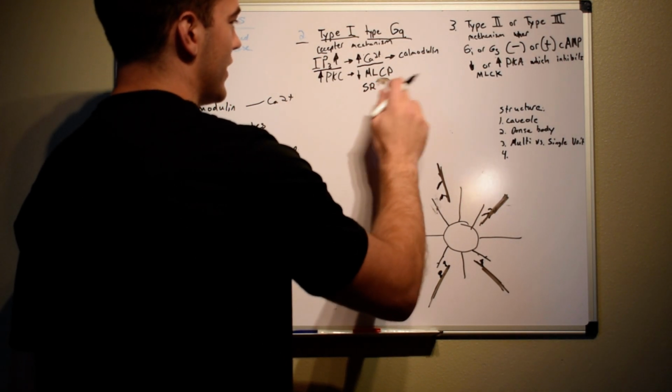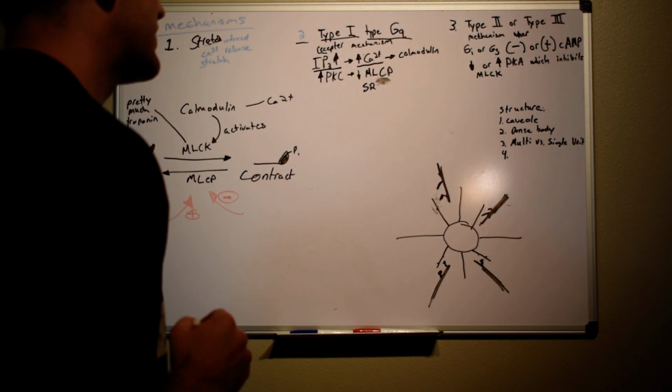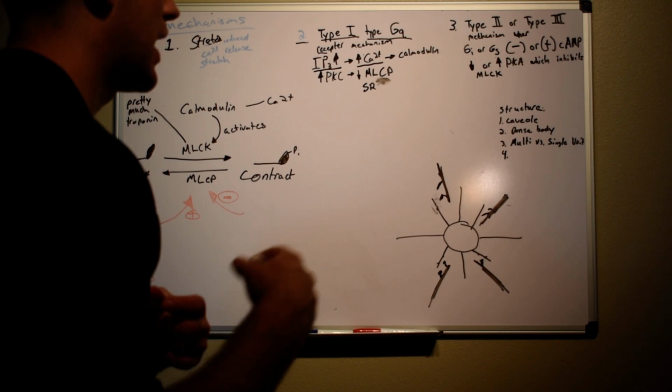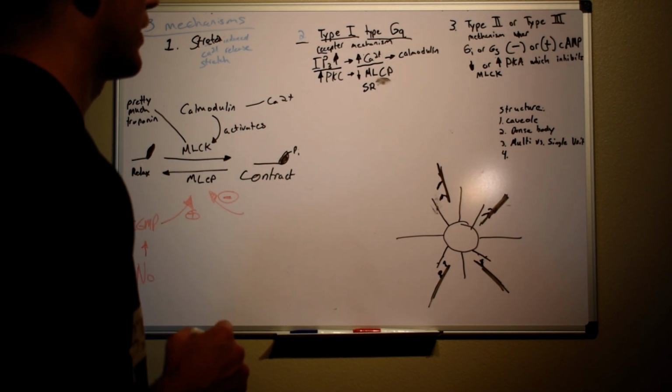Why did I put 2 plus there? Just sarcoplasmic reticulum. Okay? And that is going to induce the formation of something called calmodulin, which we'll get to here in a second. I'm just going to go to type 3 and then we'll talk about the way they work.